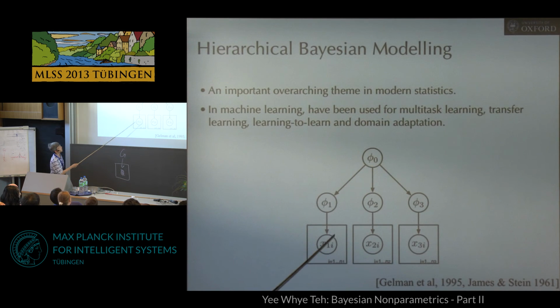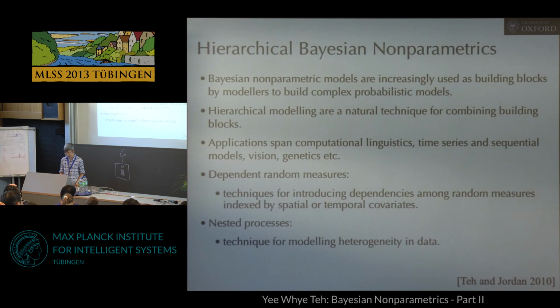So you can imagine that this can be very useful in multitask learning, right? So you have 3 different tasks that are related. We model the 3 tasks with its own individual parameters, but you'd like to share information across your tasks.